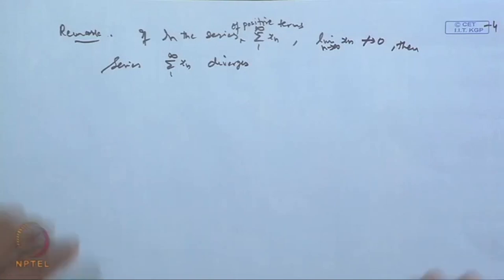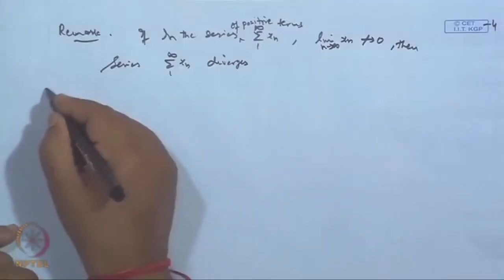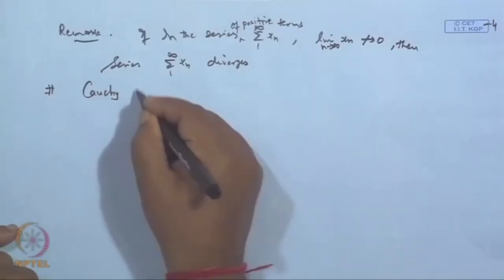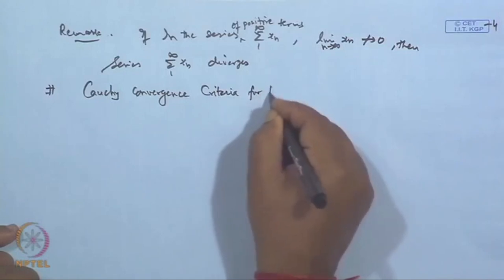Now, there is another result, just like the Cauchy convergence criteria. We have a Cauchy convergence criteria for sequences: any sequence of real numbers is convergent if and only if it is Cauchy. That is, after a certain stage, the difference between any two arbitrary terms of the sequence is less than epsilon, given epsilon. Correspondingly, we also have a result for a series known as the Cauchy convergence criteria for series.